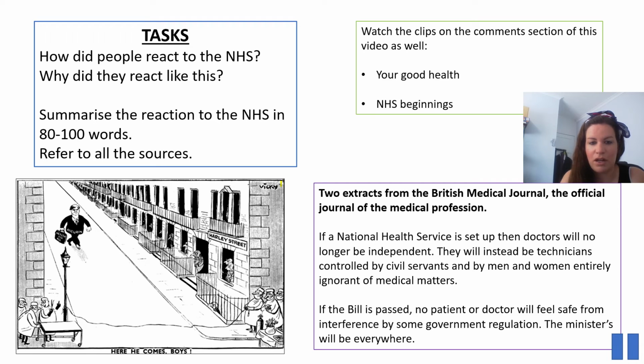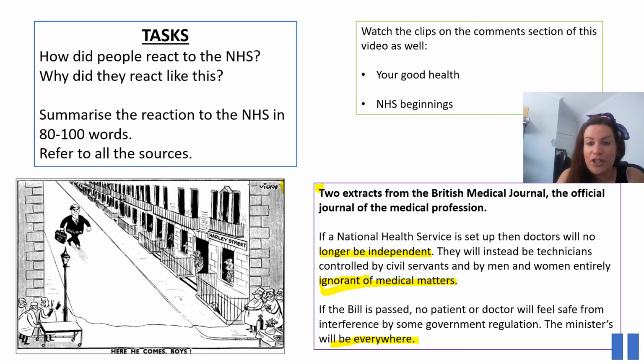So I've got the source there, it's just a little bit smaller. And then we've got two extracts from the British Medical Journal, the official journal of the medical profession. And these people said, if the National Health Service is set up, then doctors will no longer be independent. They will instead be technicians controlled by the civil servants and by men and women entirely ignorant of medical matters. So they're talking about the government, okay? And it's saying doctors will lose the independence that they've had so far, okay? And that worried them a little bit and made them a bit sceptical. They also say, if the bill is passed, no patient or doctor will feel safe from interference by some government regulation, and the minister's spies will be everywhere. So spies everywhere, it's like they're being taken control of, and that's what's worrying them.